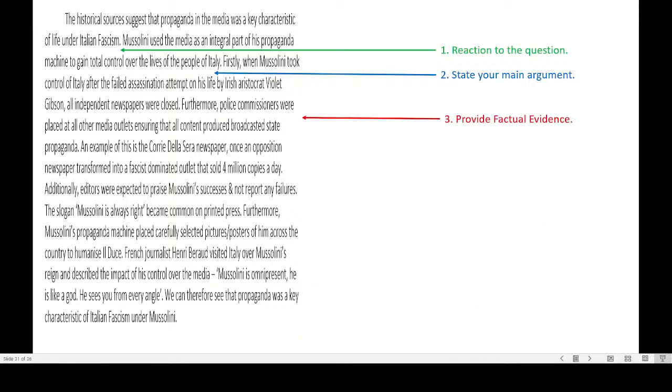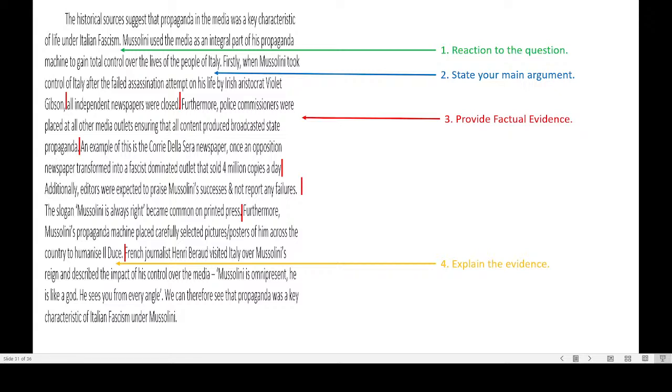Next thing we need to do is provide factual evidence, or what I like to call historically correct references. So we need about 6 to 8, so 2, 4, 6, 7 in there. That's absolutely perfect. Next thing we need to do is explain that evidence. So you can see here what I've done. Mussolini's propaganda machine placed carefully selected pictures or posters of him across the country in order to humanize El Duce. So Mussolini wanted to portray this image of his humbleness, and that he was just like the Italian people, and that he was this perfect statesman who would work tirelessly for his country.